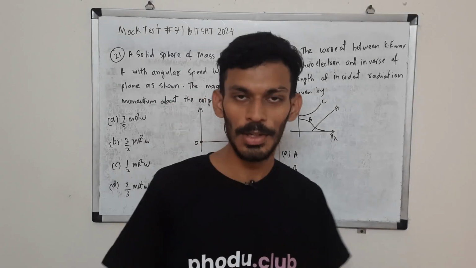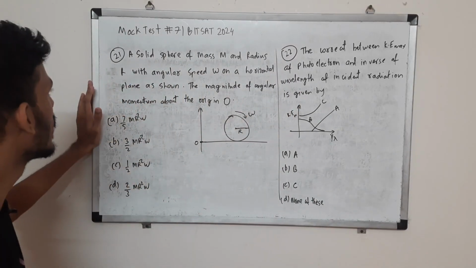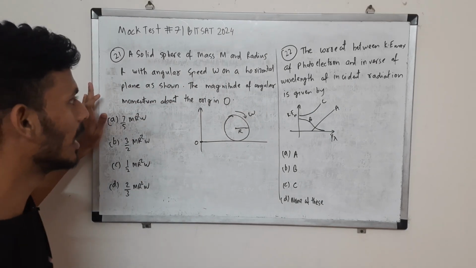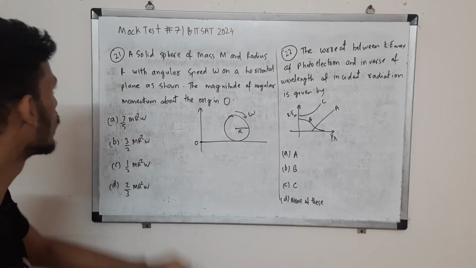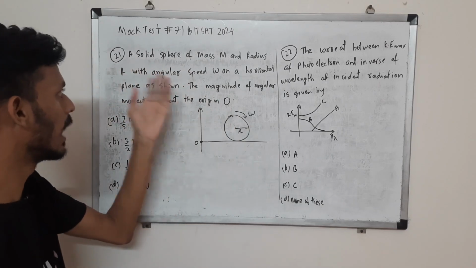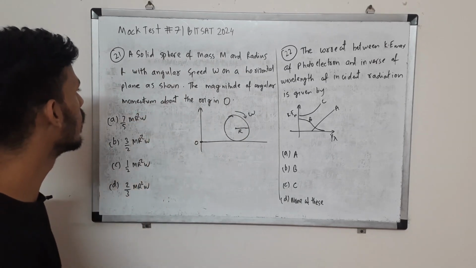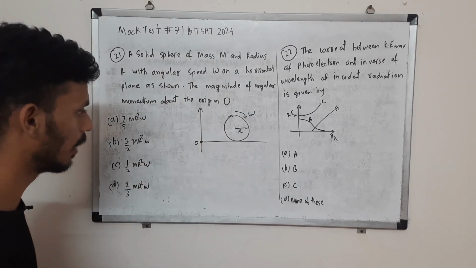Question 21, 22. Just a few questions left after this and we'll be done with the mock test. So stick around and let's get this done. Okay, so here in question 21 we have a solid sphere as shown. It is rotating with an angular speed omega on the horizontal plane, radius r. You are supposed to tell the magnitude of the angular momentum.